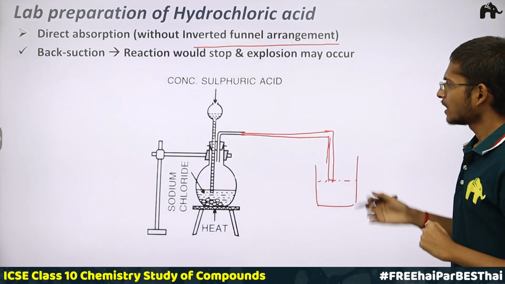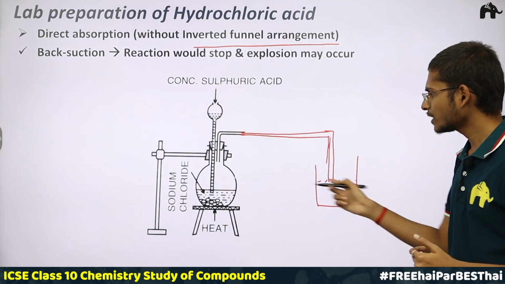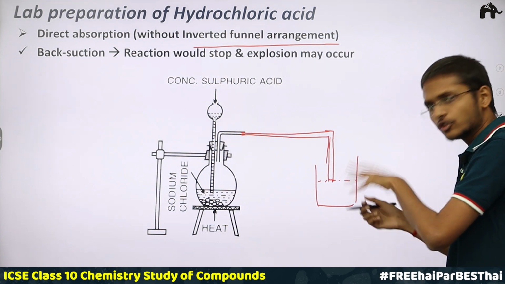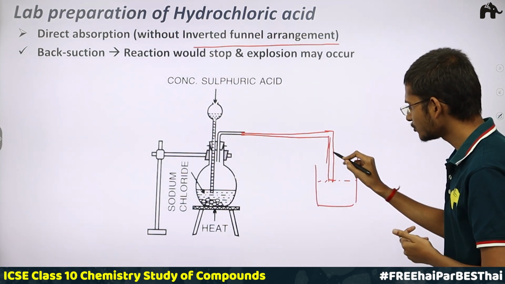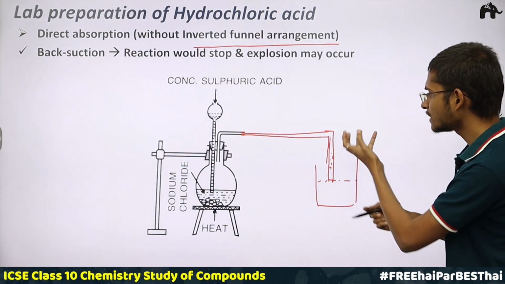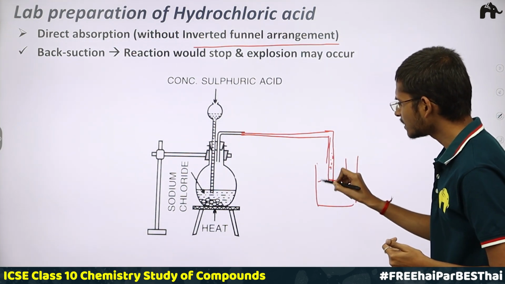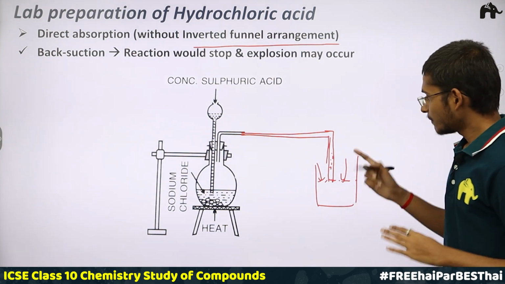So what would happen? The same process would take place. Here the speed of formation of HCl is less, and the speed of dissolution of HCl is more as compared to the speed of formation. So again there would be a net decrease in the amount of HCl, because of which there would be less pressure. Same logic. Less pressure means the air here would push the water inside this delivery tube again.